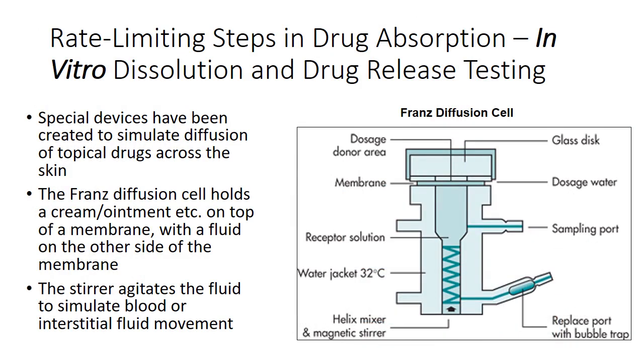We have kind of a special device. We wanted to measure or simulate diffusion of topical drugs across the skin. There's something called a Franz diffusion cell, where at the top you'd put a cream or a lotion. Then you have a thin membrane, okay? And then in the bottom, you'd have a solution. Now this says receptor solution, but all it is doing is receiving the active ingredient from the top. It should go through the membrane and then appear in the bottom.